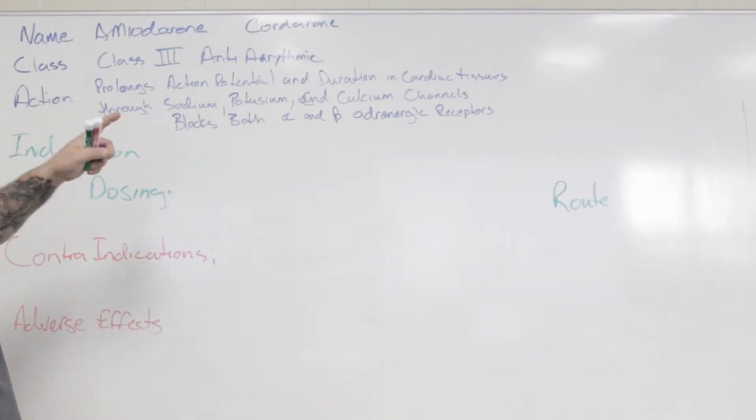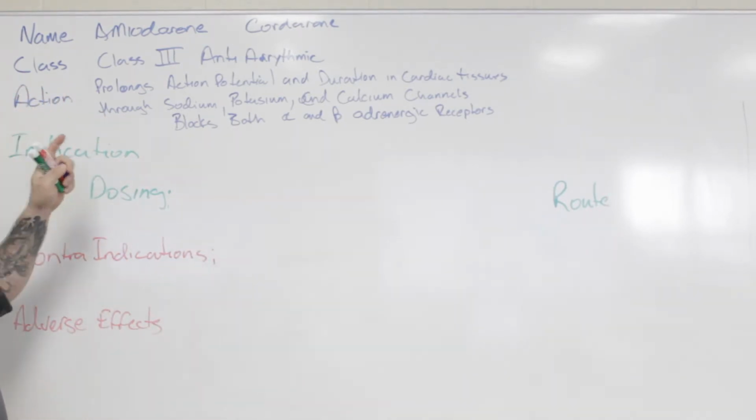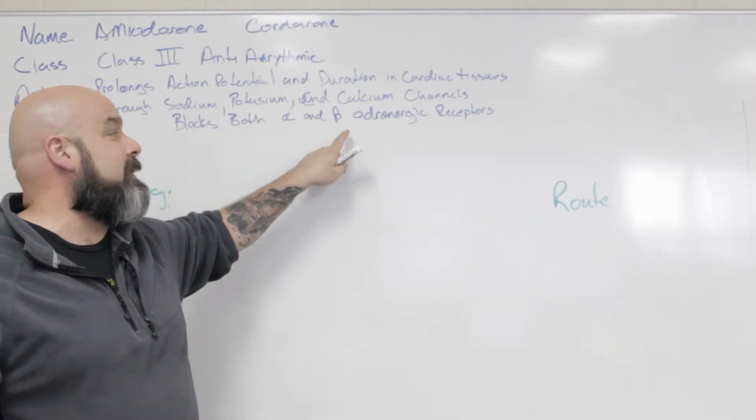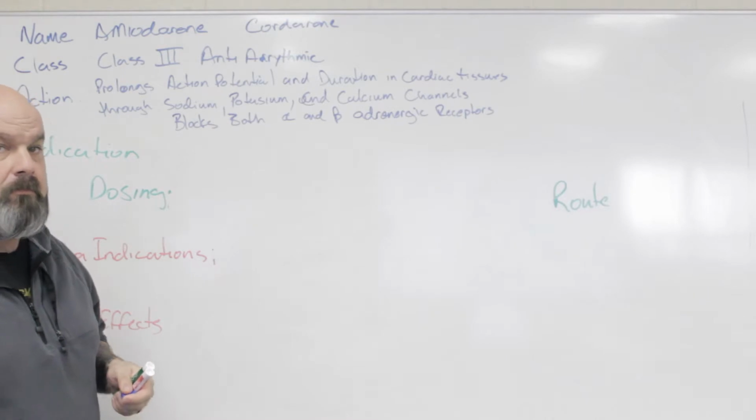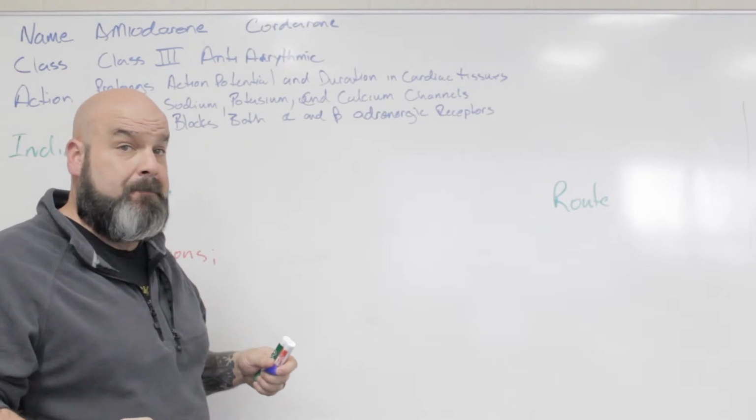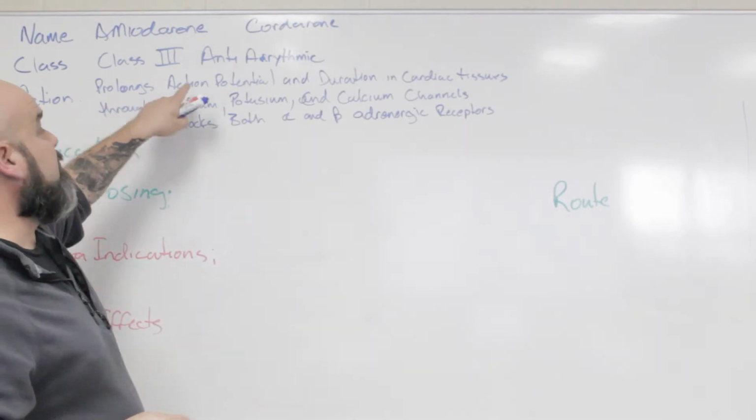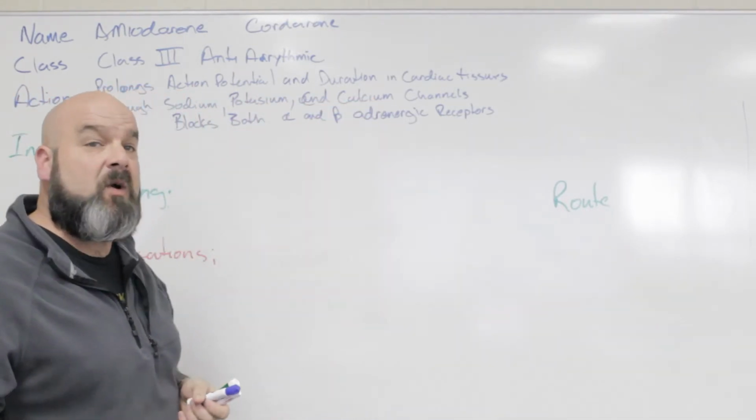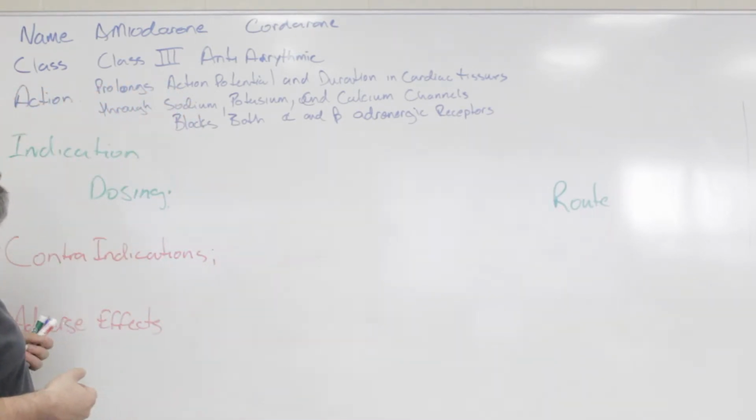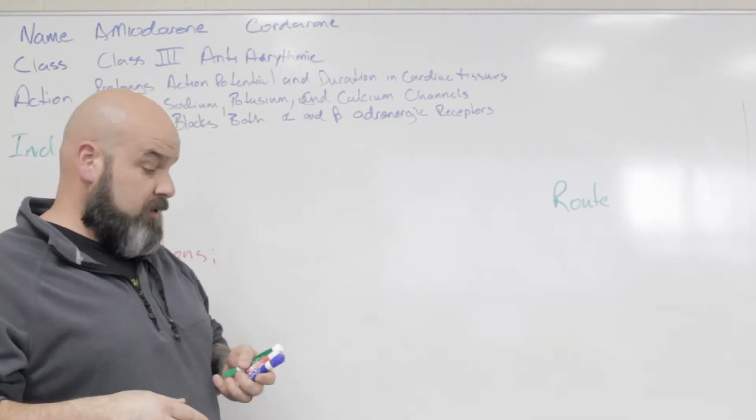Okay, so let's do that again. The action of amiodarone is it prolongs the action potential and duration in cardiac tissues through sodium, potassium, and calcium channels. It blocks both alpha and beta adrenergic receptors. So it's both an alpha and a beta blocker. It prolongs the action potential and duration in cardiac tissues. What does that mean? It is raising the threshold of excitability. It is making it take longer for that electrical impulse to make it through the cardiac tissues.